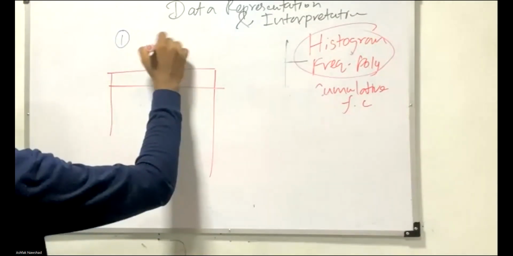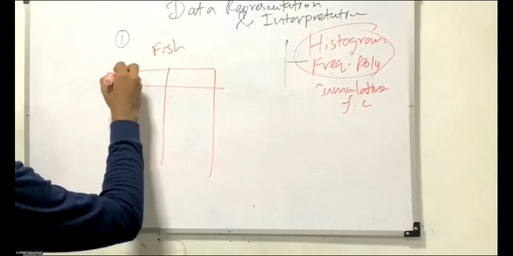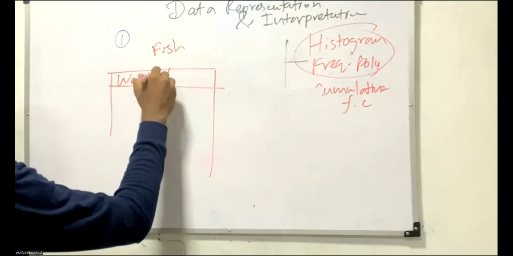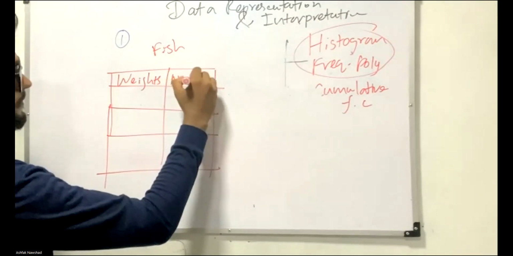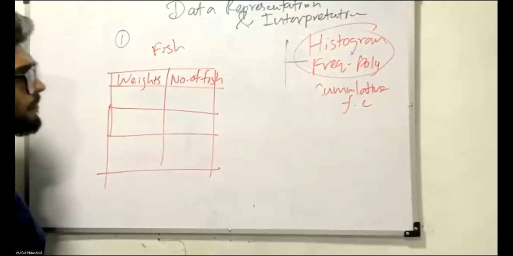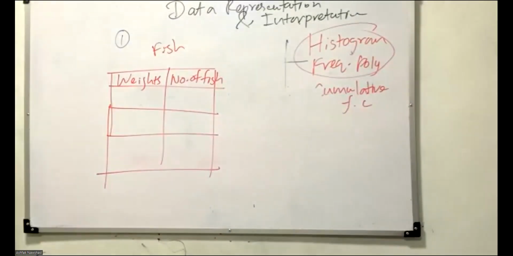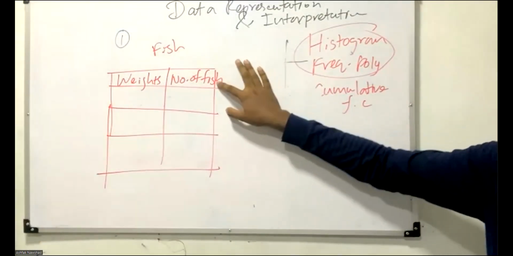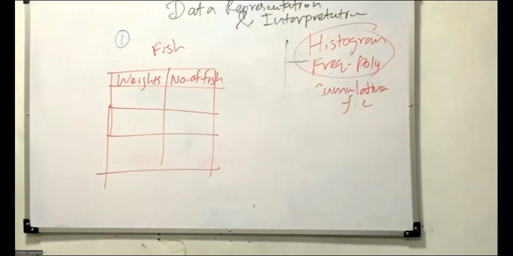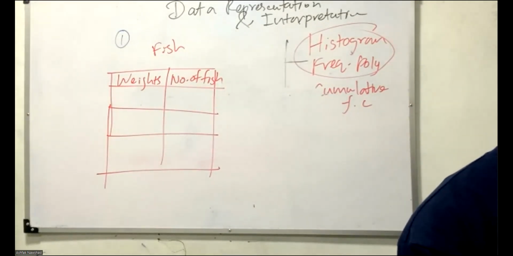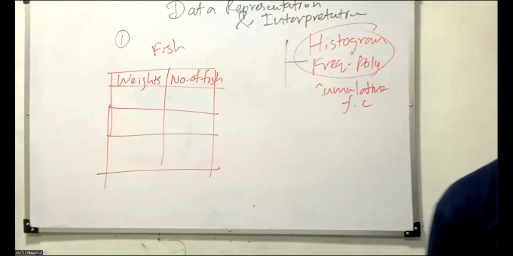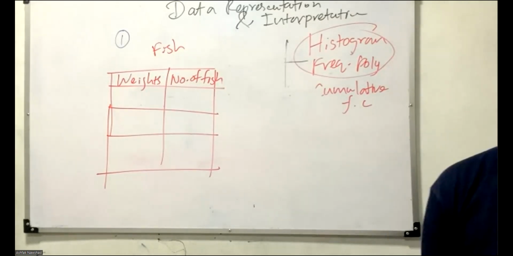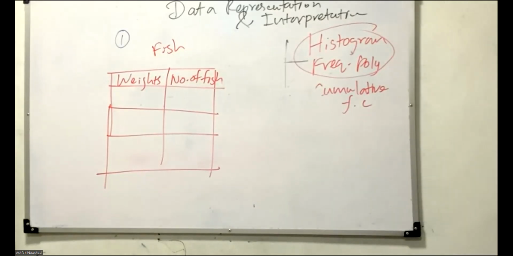Let's take fish and their weights. I'll take weights here, weights in kilograms, and then here the number of fish. Let me know, will the number of fish be a class interval or frequency? Yeah, number of fish will be a frequency, right? How many fish are there?